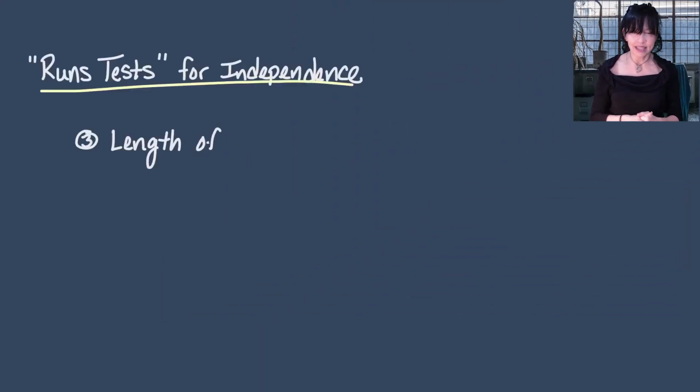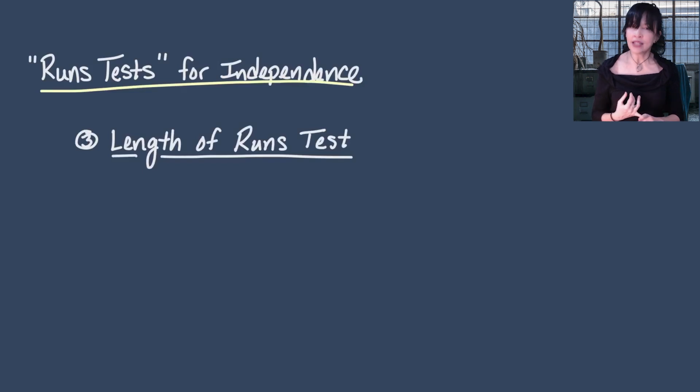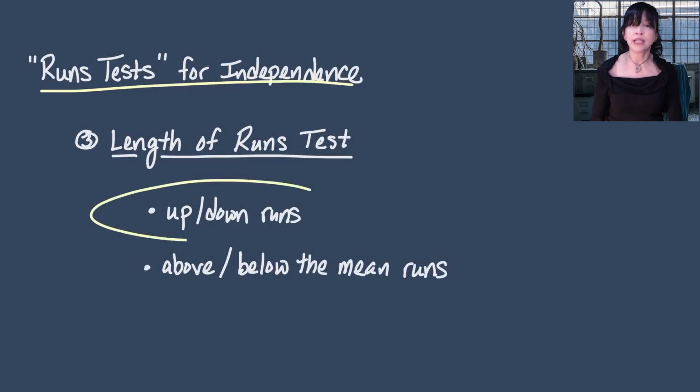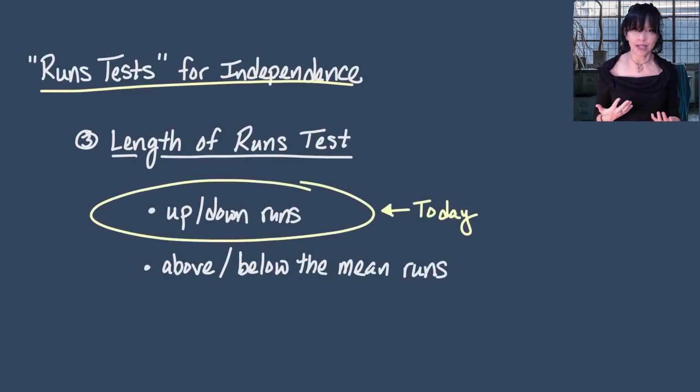And ultimately what we counted was the total number of increasing or decreasing runs in a sample, or the total number of runs above or below the mean in a sample. And we have never cared about the length of those runs. And that's going to change right now. Our first test for today is a length of runs test. And we can do this test both in the case of up-down runs and in the case of above or below the mean runs. Today, I'm just going to focus on the up and down runs test.